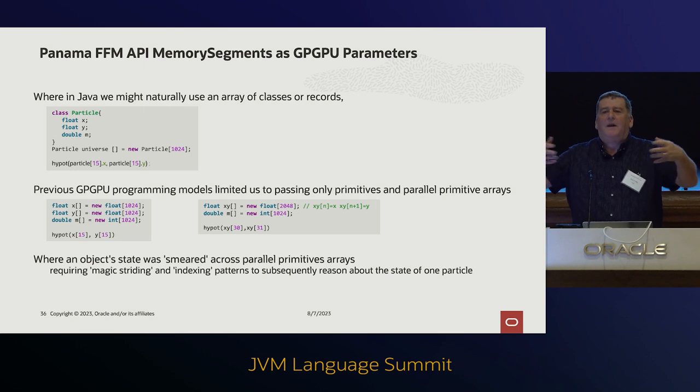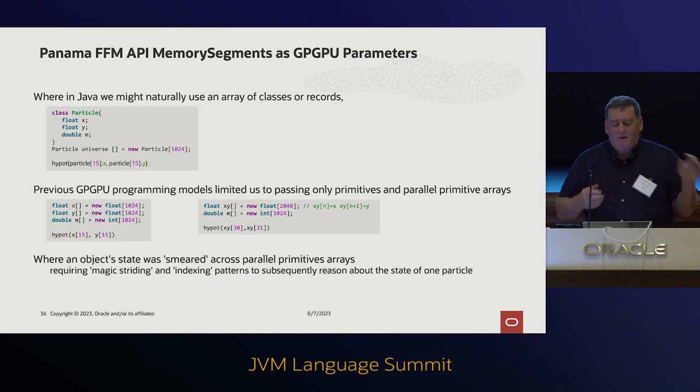We had no common language to speak between the Java side and the GPU side to describe what an aggregate was. And also, we could only pass on-heap allocations, and they had to be primitive arrays. So in the past, we would break this into parallel primitive arrays and pass them as separate arguments. And then the kernel itself would look across this smeared data and try to recompose the original intent.